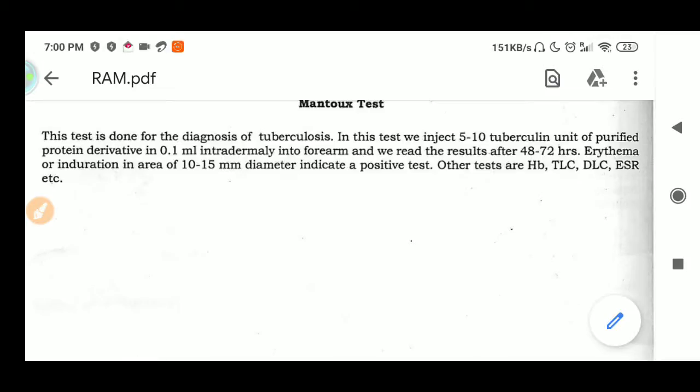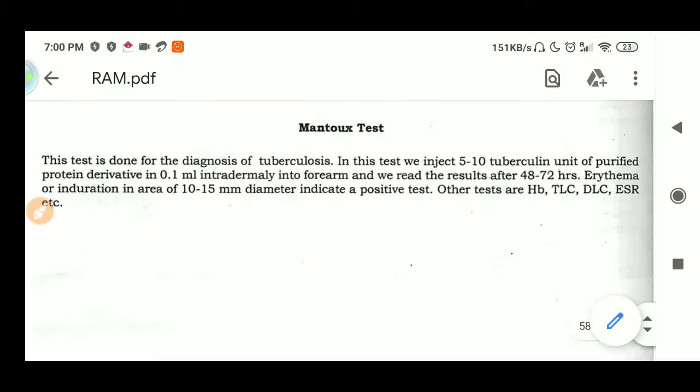Today we'll discuss Mantoux test. What is Mantoux test? Mantoux test is done for the diagnosis of tuberculosis. In this test, we inject 5 to 10 tuberculin units of purified protein derivative in 0.1 ml intradermally into the forearm, and we read the results after 48 to 72 hours.